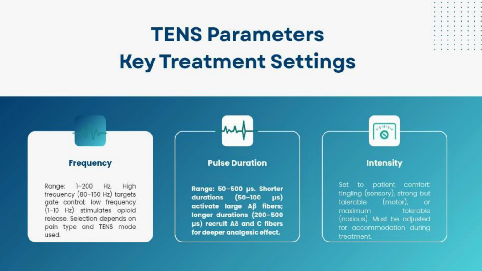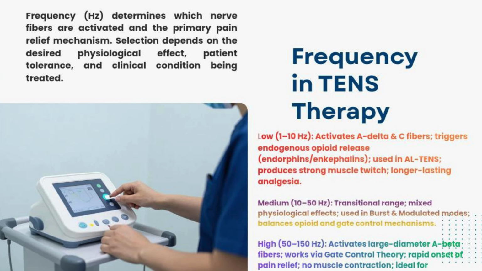Now let's discuss the important parameters of TENS. This is a very important topic for DPT students. The major TENS parameters include frequency, pulse duration or pulse width, intensity or amplitude, mode, treatment duration, and electrode placement. First is frequency. Frequency is measured in hertz, abbreviated as Hz. Frequency means the number of electrical pulses delivered per second. For example, 50 hertz means approximately 50 pulses per second. Frequency is important because different stimulation frequencies can produce different sensory and physiological responses.